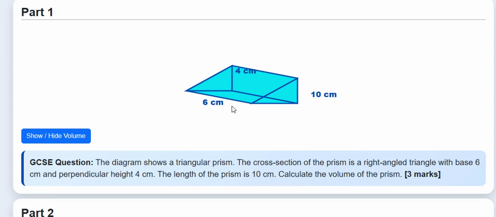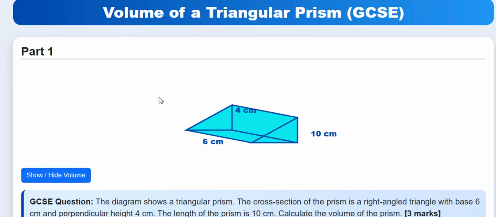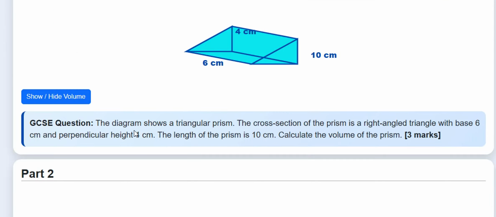So, a triangular prism means it has a triangle first. So in this case, as you can see, this is a triangle here, and this is also a triangle here. So to get the volume of this triangular prism, we need to take the area of the triangle, then we multiply by the length of the prism. So with that knowledge, can we try an example here?